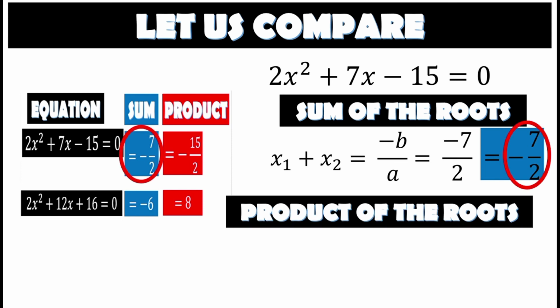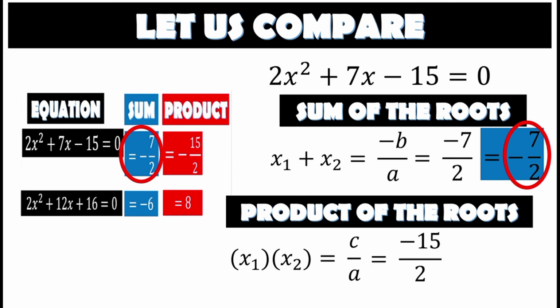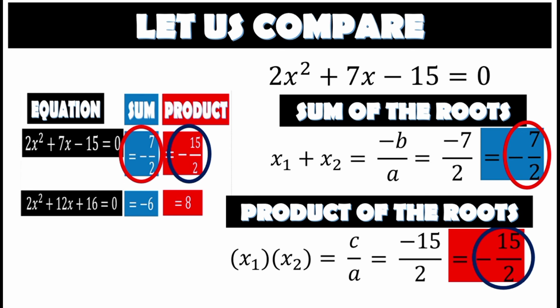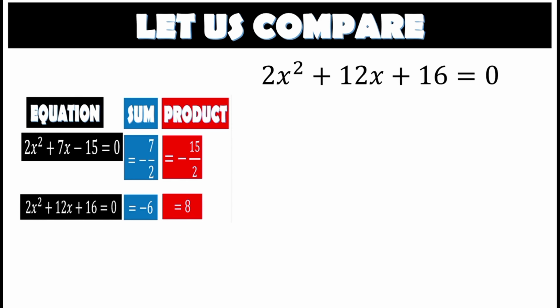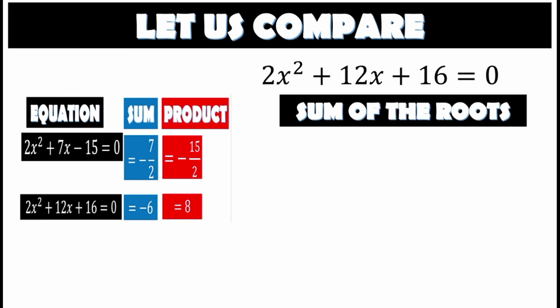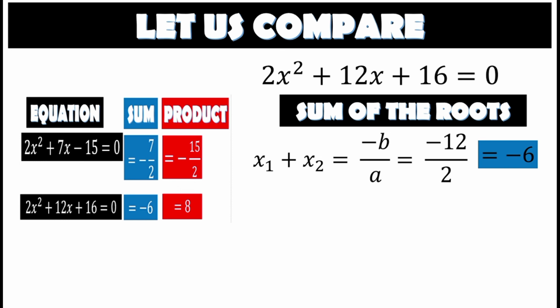For the product of the roots, we utilize the expression c over a. C here is negative 15, and again, our a is 2. So the final answer is negative 15 all over 2. Again, comparing our answers to the previous one, the result is still the same. And lastly, 2x squared plus 12x plus 16 equals 0. The sum is obtained using the expression negative b all over a. B here is 12, so we have negative 12 all over 2, which is the value of our a. Simplifying it, that is negative 6. Comparing our answers, they are the same.